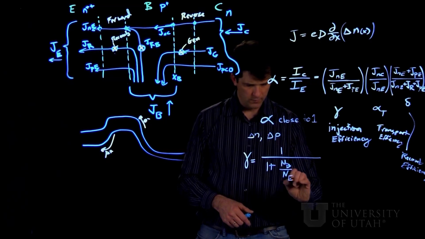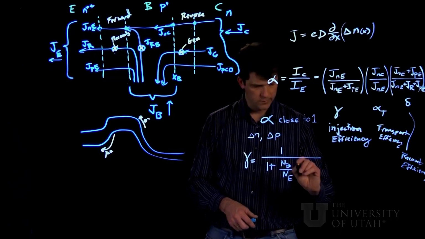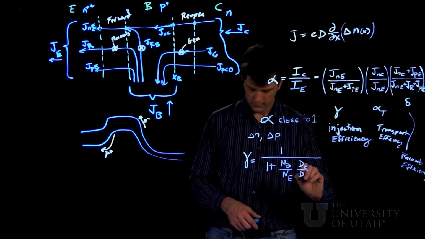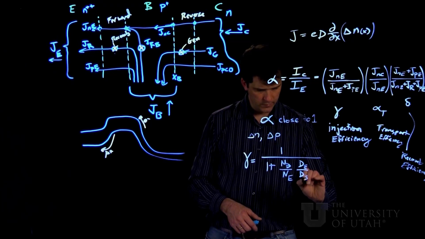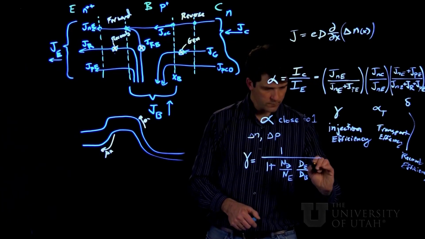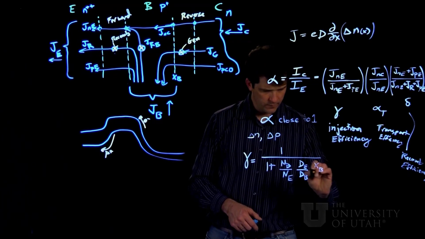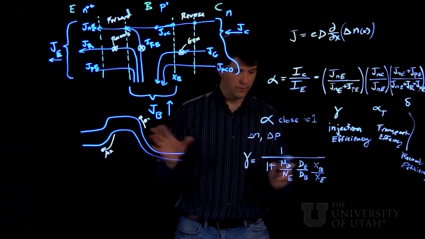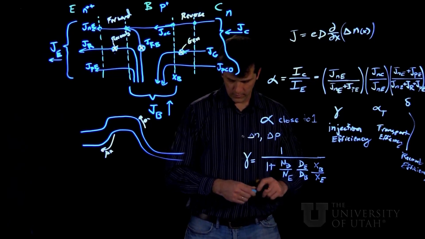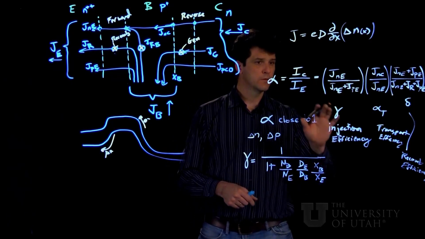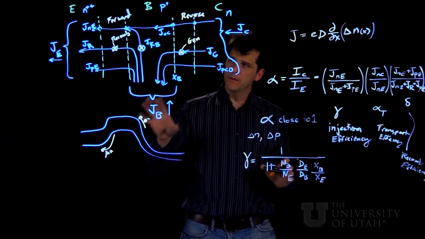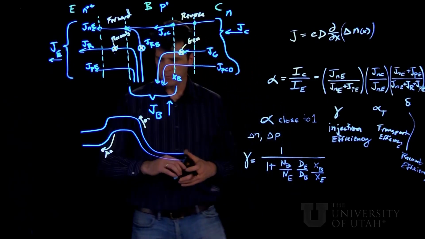So this is the base and emitter doping ratio that I just spoke about, and then you have the diffusion constants for minority carriers in both regions, and then thicknesses. So those are the parameters that matter for the injection efficiency. And let me mention one other thing that can be done here.